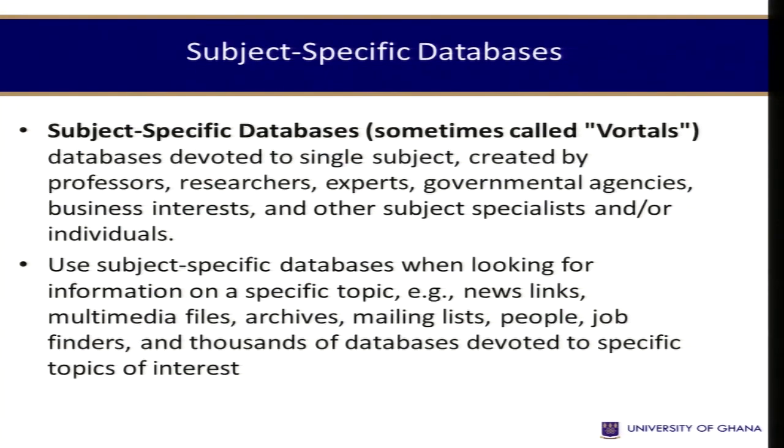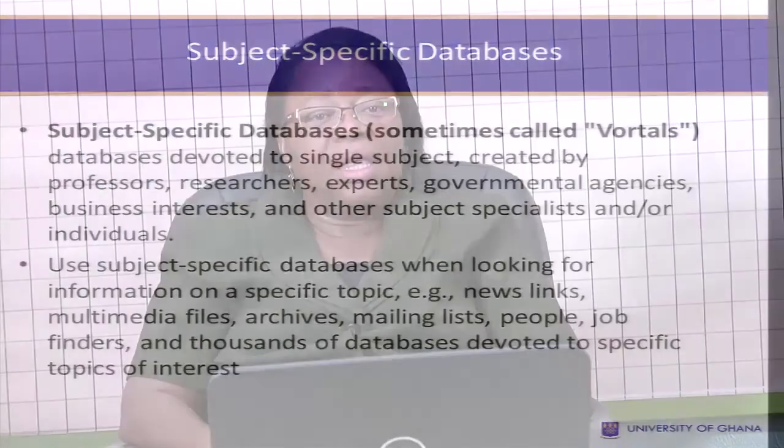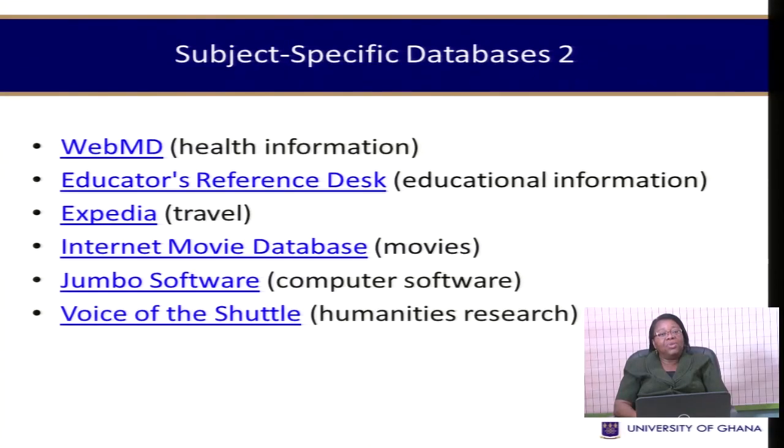These are databases devoted to a single subject, created by professors, researchers, experts, governmental agencies, and the like. Now, there are different subject-specific databases on news lanes or files or mailing lists or job finders, several of them. One of these subject-specific databases that I use a lot is WebMD. It gives you health information. So no matter what is wrong with you, you can always go there, and it gives you information about what that particular ailment or disease is about, the symptoms it portrays. It even gives you the medications for that particular ailment.